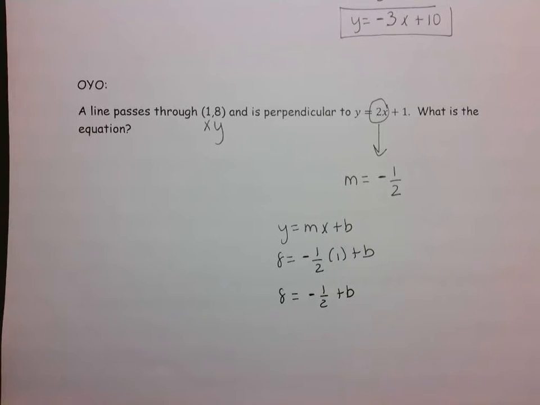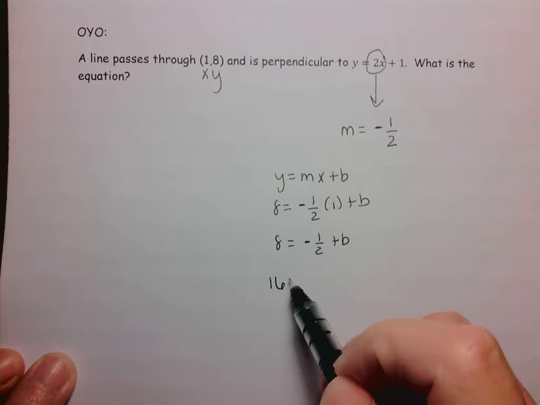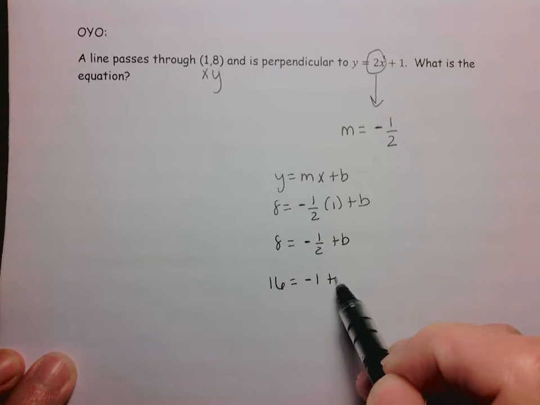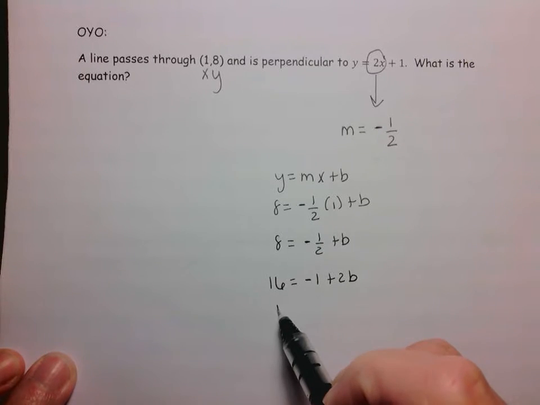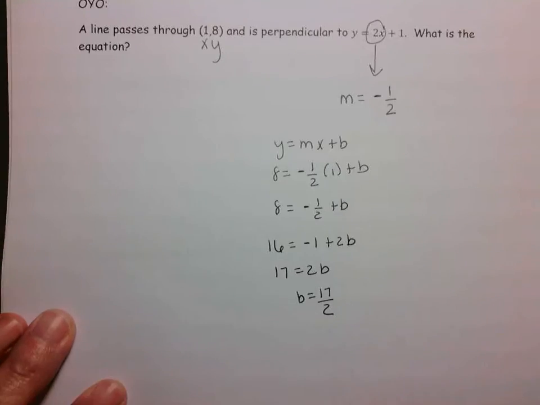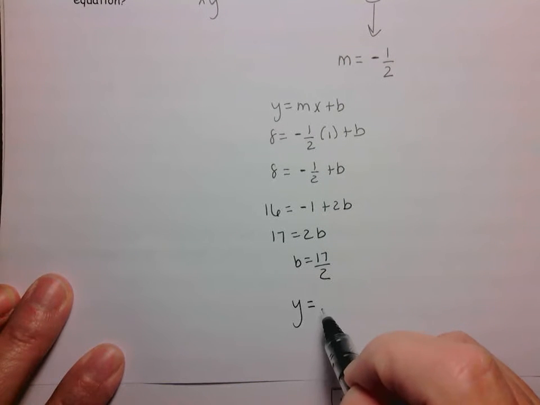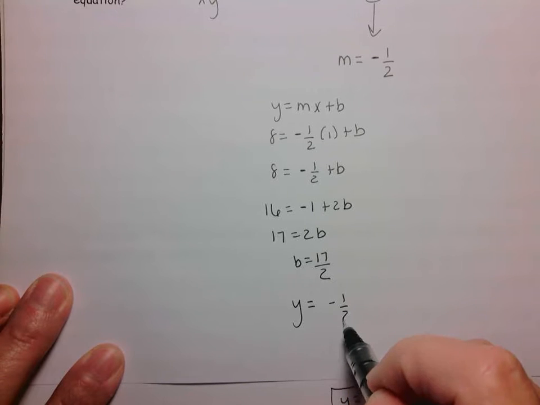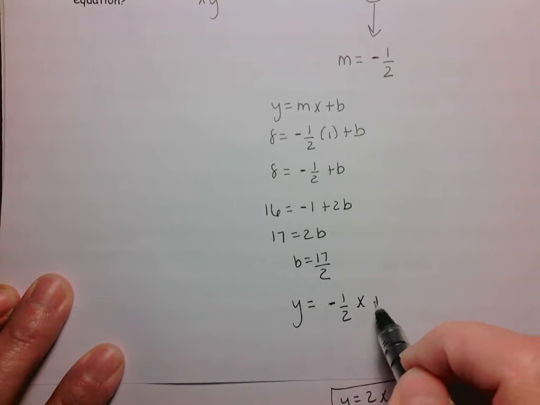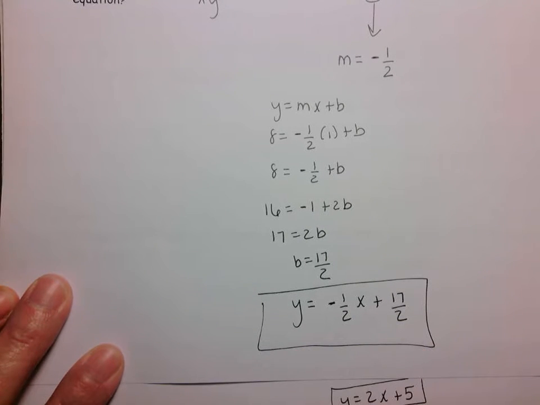I'm going to multiply every term by 2 to remove that denominator. So my y-intercept is 17 over 2. So now I can create the equation because I know my slope is -1/2 and my y-intercept is 17 over 2.